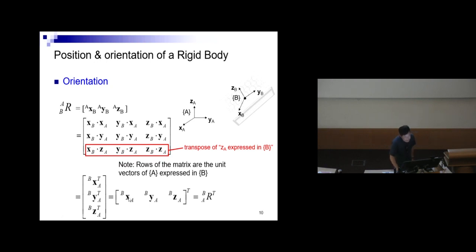So if you look at this BXA, BYA, BZA transpose, you are essentially having a rotation matrix BAR. Meaning that you have a rotation matrix of A expressed in terms of B, followed with a transpose. So your ABR is equal to BAR transpose. So if we follow the convention nicely, this is what we get.